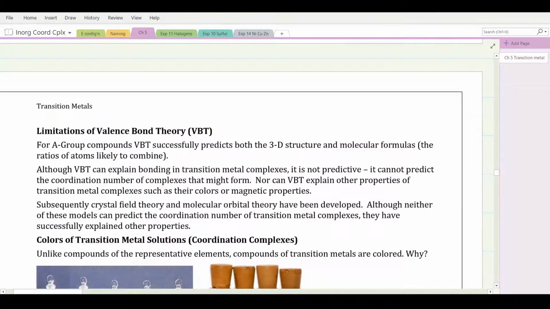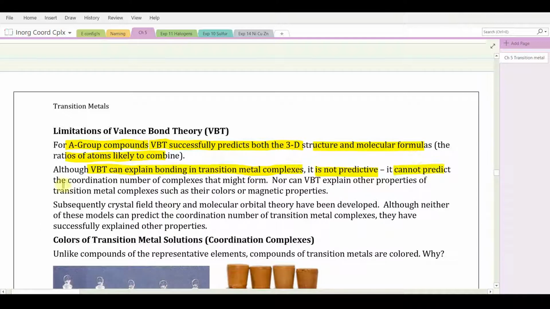And that works. On page 185, we saw that for A group compounds, valence bond theory successfully predicts the 3D structure. That's useful. And molecular formulas give us the ratio of atoms combining. Well, we could use valence bond theory to explain the bonding that we know occurs in coordination complexes, but the problem is it's really not predictive at all. It can't predict the coordination number of complexes that might form, nor can it explain other properties such as colors or magnetic properties, which we'll look at in a moment.